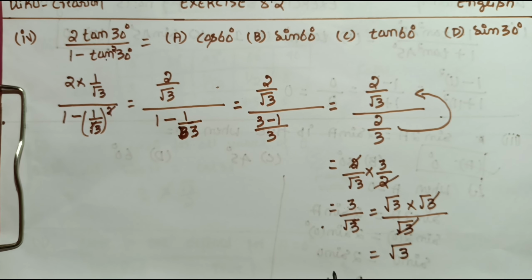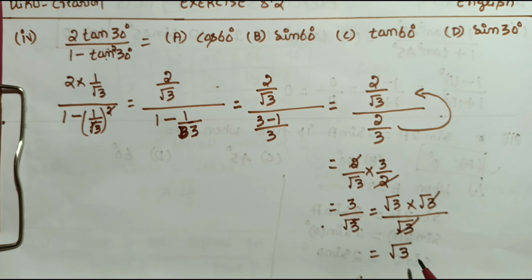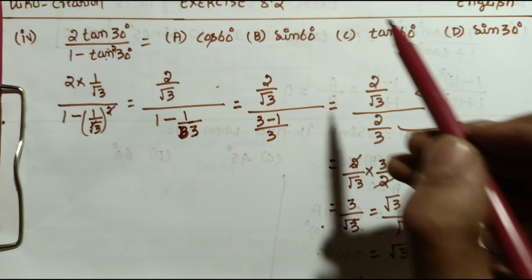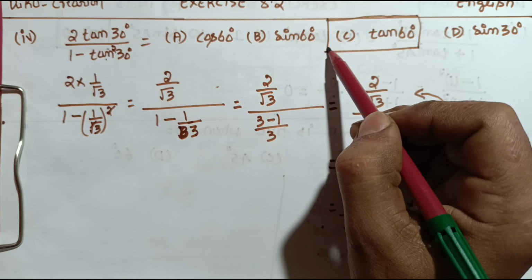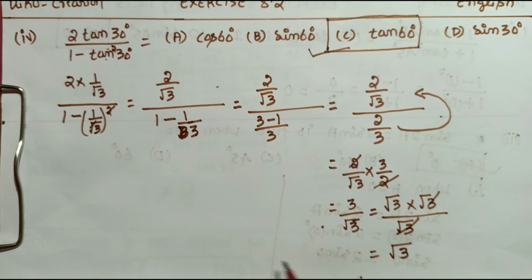So now observe the trigonometric ratio table. Root 3 is exactly equal to tan of 60 degree. Therefore, C is the right option for the given question. Tan of 60 degree is equal to root 3. After simplifying this term, we got the answer as root 3. Tan of 60 degree from the trigonometric table is equal to root 3.